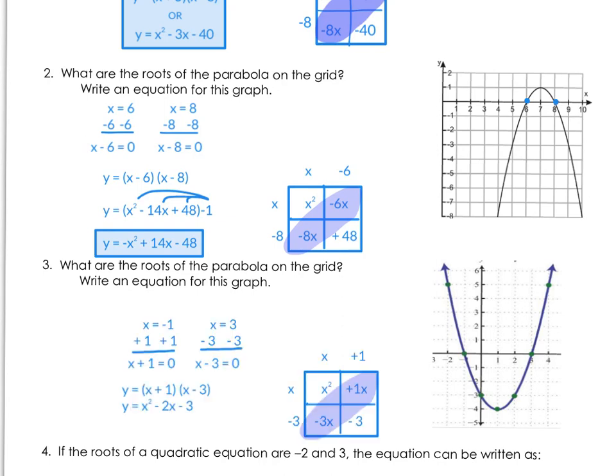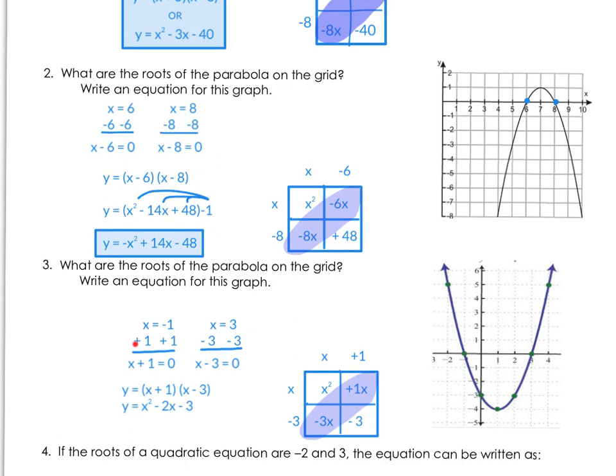Okay, so hopefully you got the answer of y equals x squared minus 2x minus 3. Where did that answer come from? Well, the roots: first, I went to the graph and I saw that it crossed the x-axis at an x value of negative 1 and an x value of 3. So I started by writing x equals negative 1 and x equals 3.